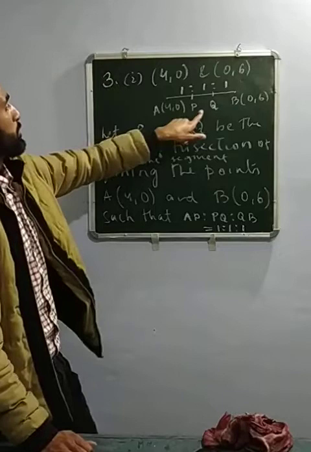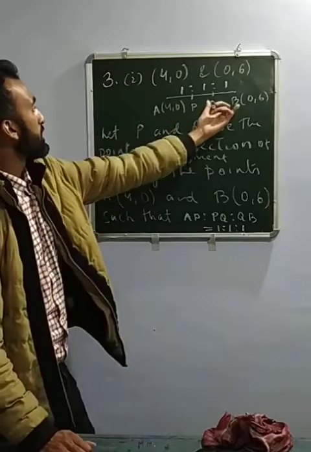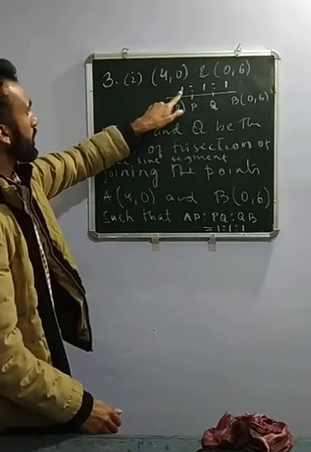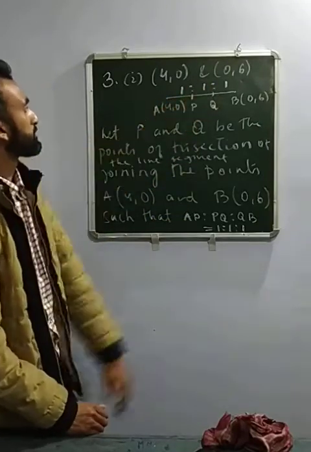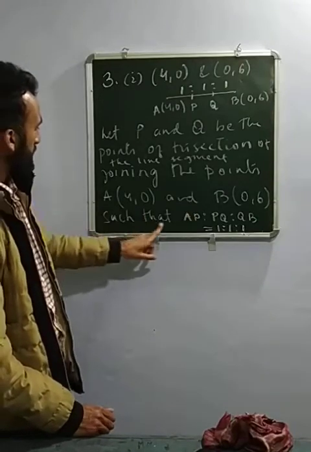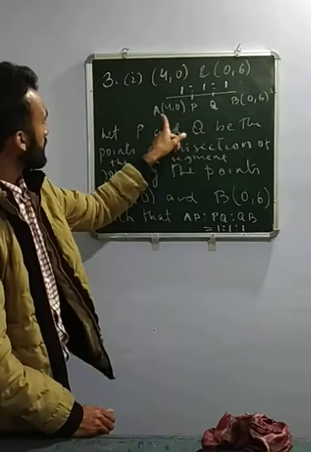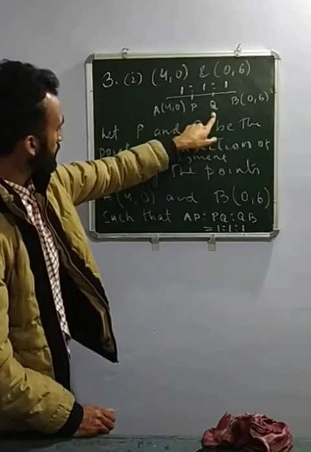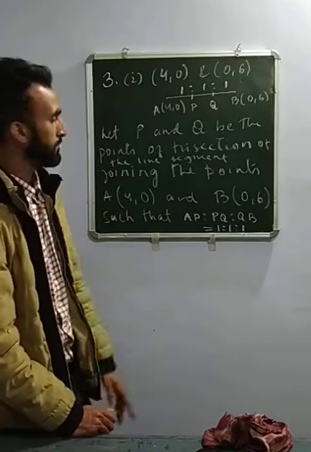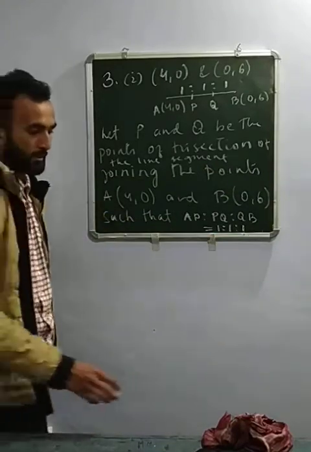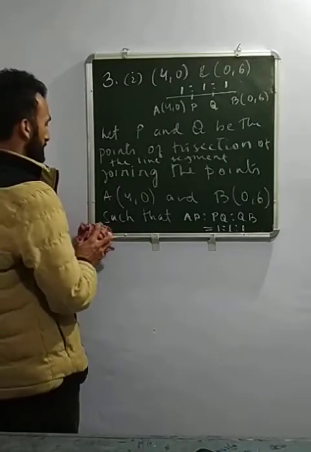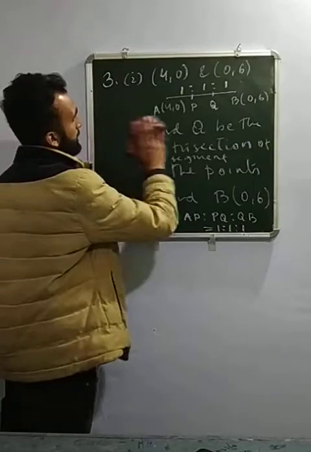So I just assume 2 points here so that I have 3 sections. Now whenever I have 3 sections, means 3 equal parts, so ratio will be same, 1:1:1. So A and B such that AP is to PQ is to QB is equal to 1:1:1. Up to here you can just pause the video. Note it down. Now check the next part.